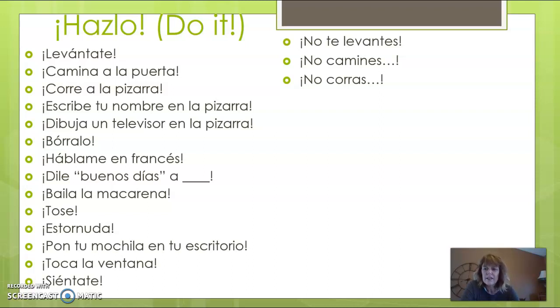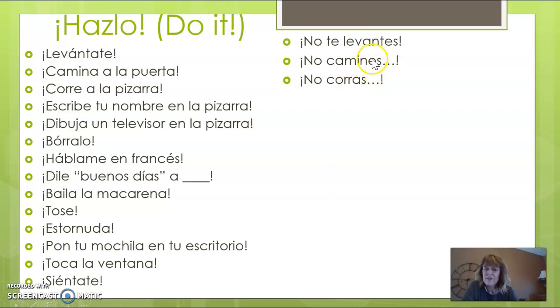Caminar, right? Look at camina. There was the A at the end of that. Look at this: no camines. No corras. What's the verb to run? Correr. ER verb. Look what's at the end of that. No corras.